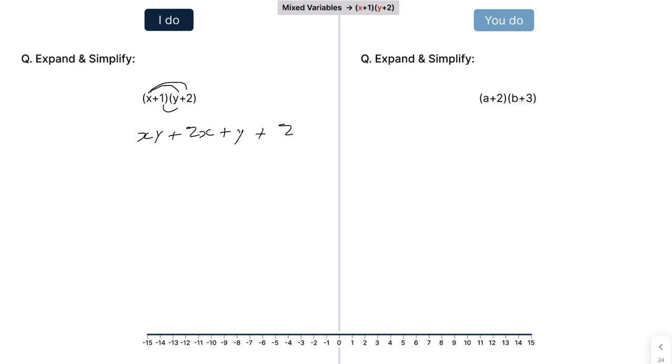So hopefully you've had a go at this one. So that is going to be AB plus 3A plus 2B plus 6. Again, there's no like terms to collect, so we can leave our answer in that form.